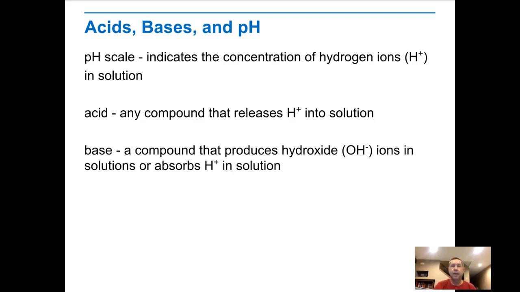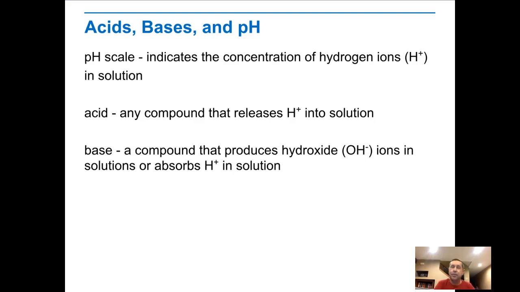The next thing I want to talk a little bit about are acids and bases and pH. So pH is a scale from 0 to 14 that indicates the concentration of hydrogen ions in the solution. An acid is any compound that releases hydrogen ions, so it's going to raise the concentration, but it actually lowers the pH. The more acidic something is, the lower the pH is going to be. A base is a compound that produces hydroxide ions in solution, or absorbs hydrogen ions. So it's going to be higher on the pH scale.